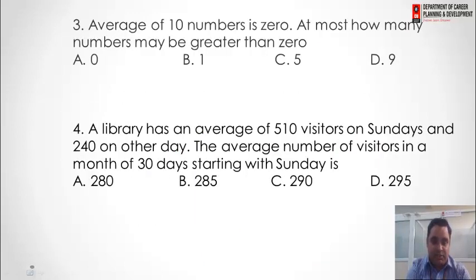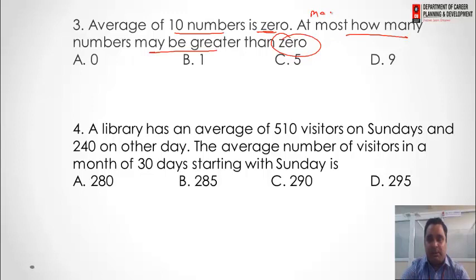Then we have the next question, question number 3. The question says that the average of 10 numbers is 0, at most how many numbers may be greater than 0? Now, what is the meaning of at most? At most means the maximum number of values that are greater than 0 if the average of 10 numbers is 0.